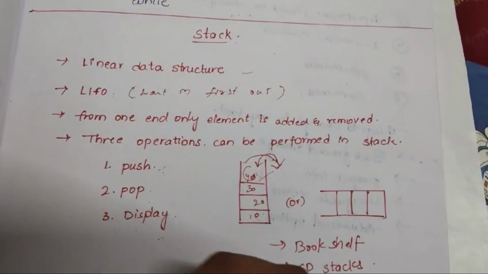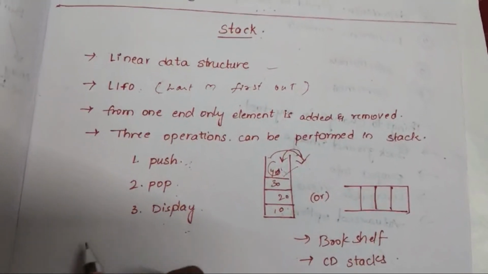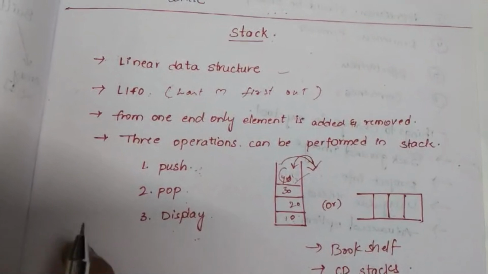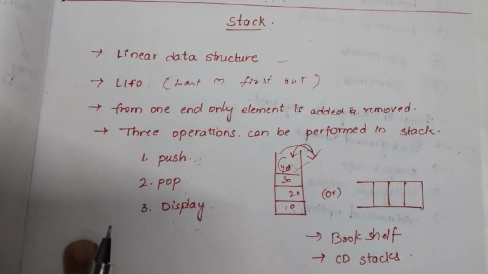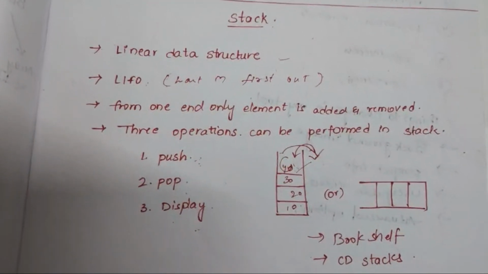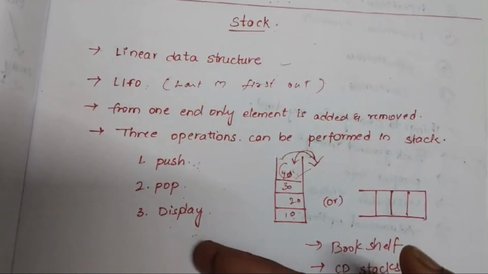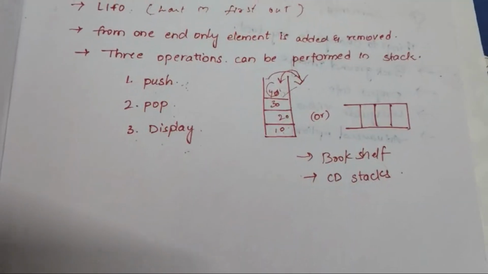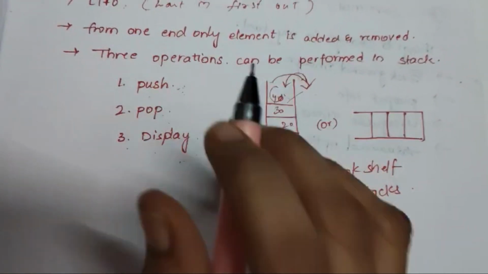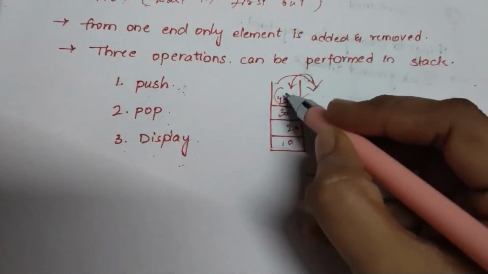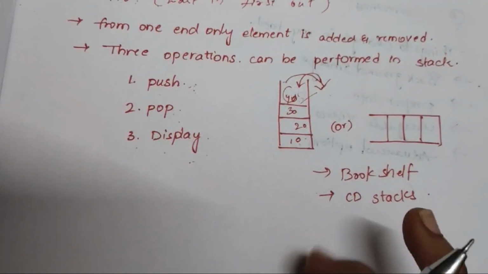Suppose assume this is one push, pop, display. If I give input as one, then it should ask for the element, which element you want to enter into the stack. In pop, if I enter 2, then it goes to the pop operation. It performs the pop operation, means it deletes the top of the stack element. Display means what are the elements present in that.